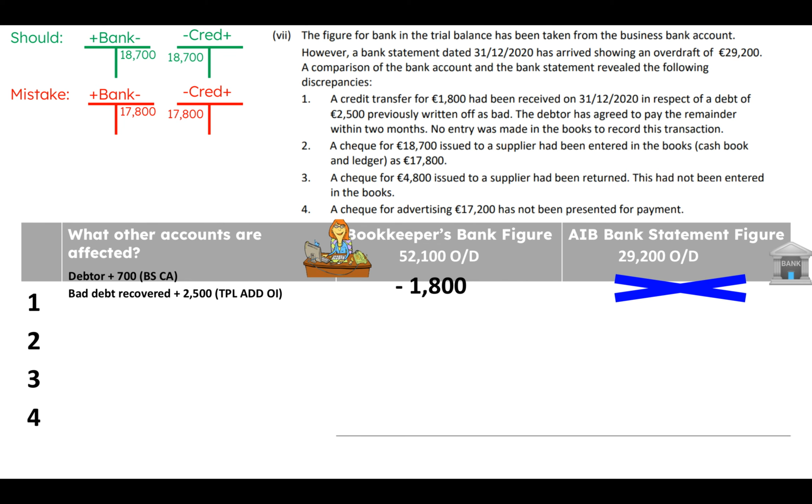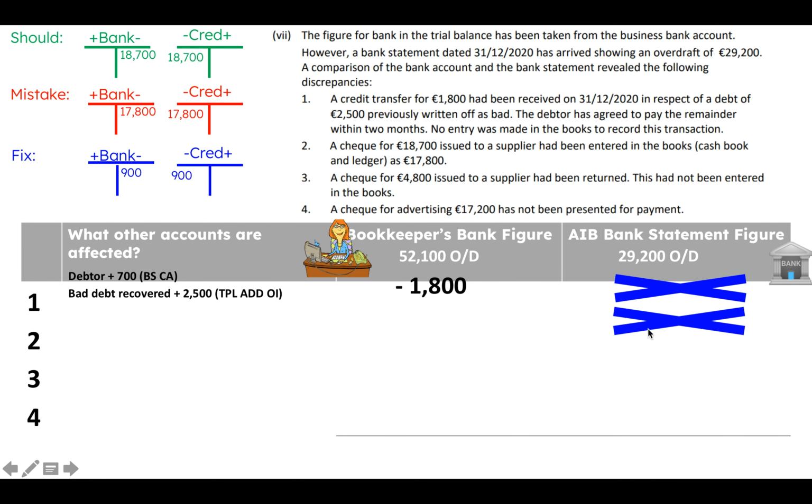So we fix that as 900 on the credit side of the bank and then 900 on the debit side of the creditor. So that will fix it. That will get us up to our 18,700. So the bank, we're going to minus 900. So that's going to go further into overdraft. And the creditor, we need to take 900 away from the creditor.